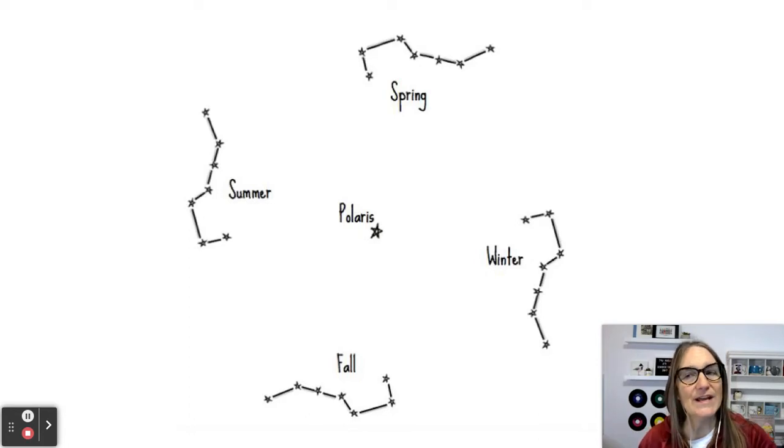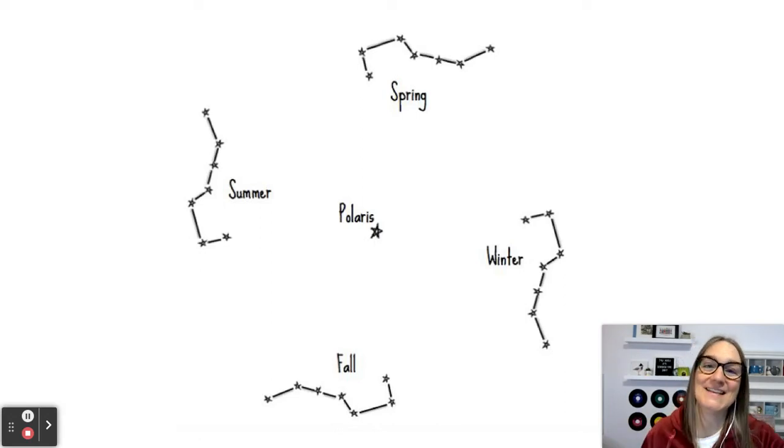And I'm wondering if anybody has made any connections yet to what we just learned about in transformations in math when you see this diagram of the seasonal movement of Ursa Major around Polaris. Take a moment and think about that. Could you describe the movement of the Big Dipper around Polaris using one of the geometrical transformations that we learned about?